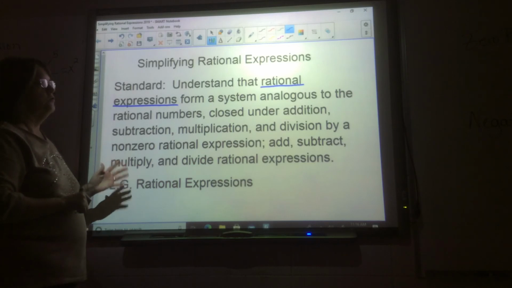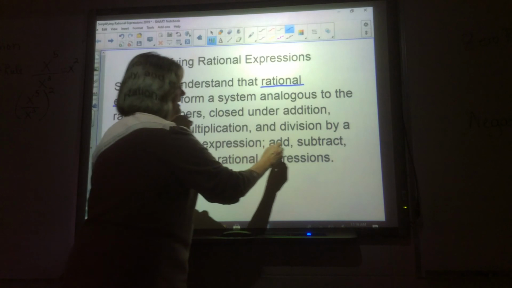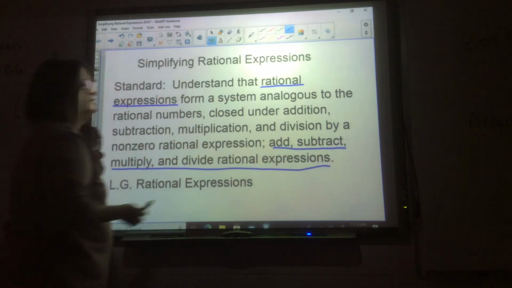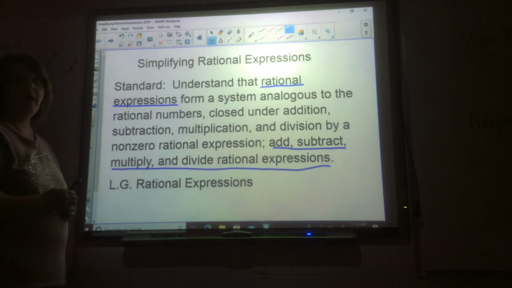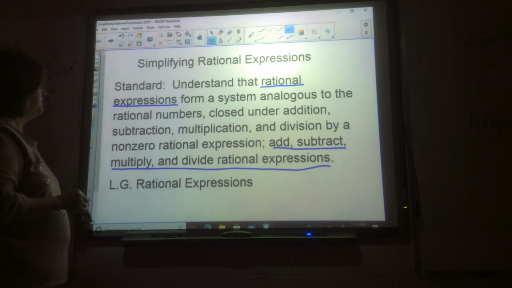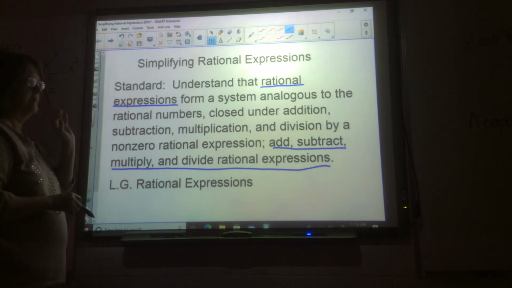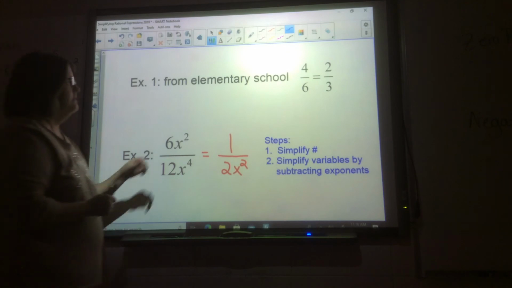So here's what we're doing. We get to the nitty-gritty at the end. We're adding, subtracting, multiplying, and dividing rational expressions. Now, before you can add, subtract, multiply, and divide rational expressions, you must know how to simplify them. So we are going to simplify just a regular rational expression before we add, subtract, multiply, and divide. All right, from elementary school, my dears.